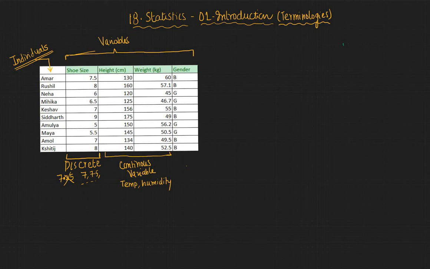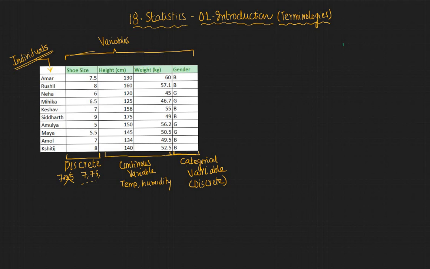Gender can be looked at as a discrete variable, but there is a name that we give for this discrete variable. This is called a categorical variable, right? So it's a category here. It can either be a boy or a girl. So that's a category. So this is actually discrete. The categorical variable is a type of discrete variable. So these are the different types of variables.